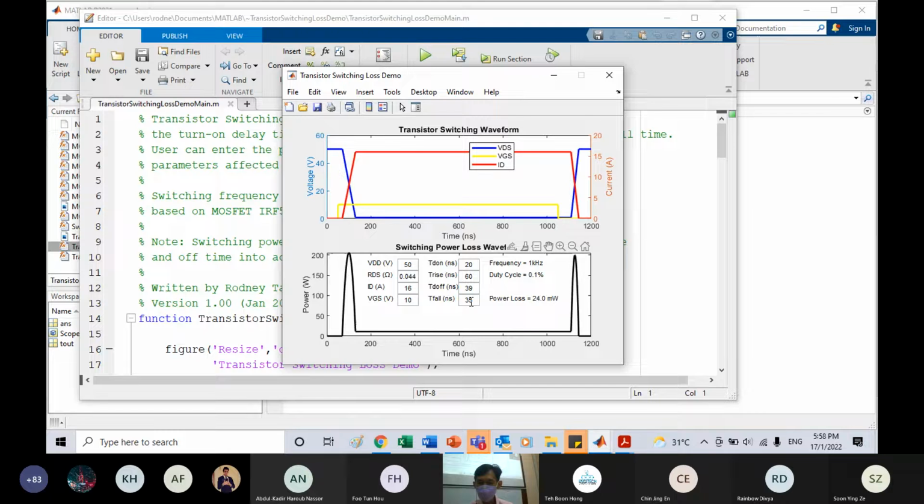Let's say the fall time also I increase to 50. Okay, you can see, right? So these two peaks will indicate the power losses. All right, the power losses. So it just gives you some idea that every time when you switch, you will actually create these power losses. And you can see that the time here is in nanoseconds, very fast switching time.